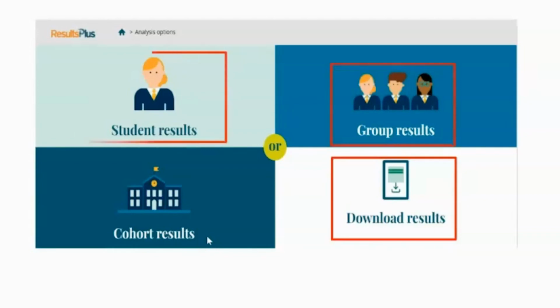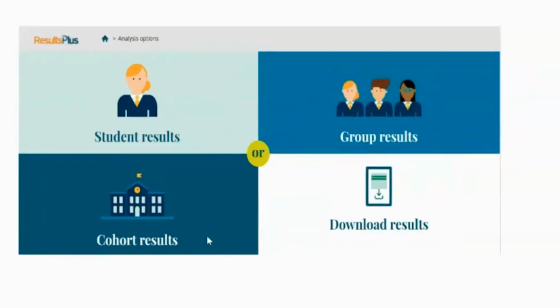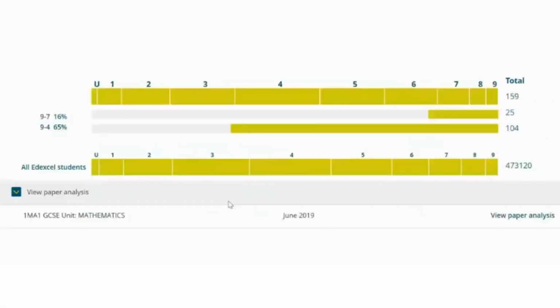Oh, lots of little boxes appearing on the screen. But let's have a look at cohort results. So once you go into cohort results, you can select papers. You can select a year, you can select a qualification, so your actual relevant cohort, and it will give you a nice little chart where you can see the distribution of your grades compared to the whole Edexcel cohort.